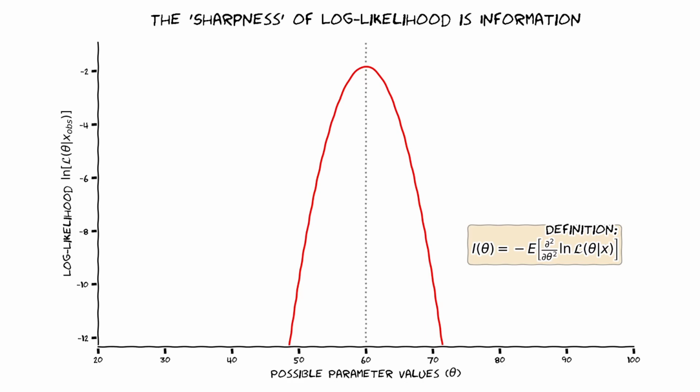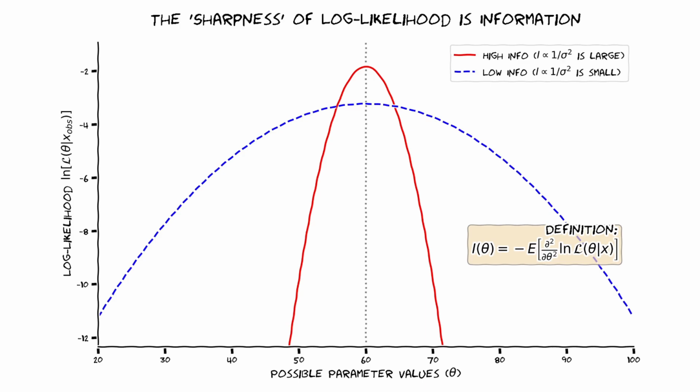The log likelihood function has its peak in the same place as the original, but its shape is what's truly important. And here we arrive at the formal definition of Fisher information. It is the negative expected value of the second derivative of the log likelihood function. In simpler terms, it is a measure of the curvature, or the sharpness, of the log likelihood peak.